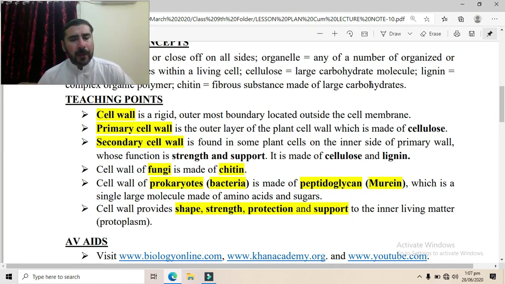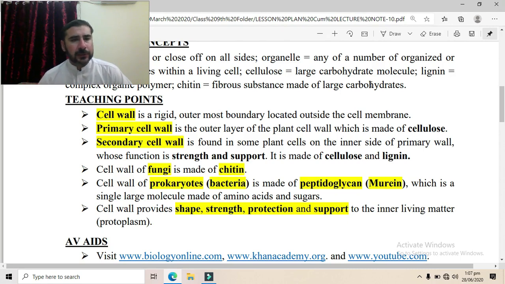Now primary cell wall is the outer layer of the plant cell wall, which is made of cellulose. Normally in all plant cells there will be primary cell wall, which is the outermost layer of the plant cell, and this is made of cellulose.